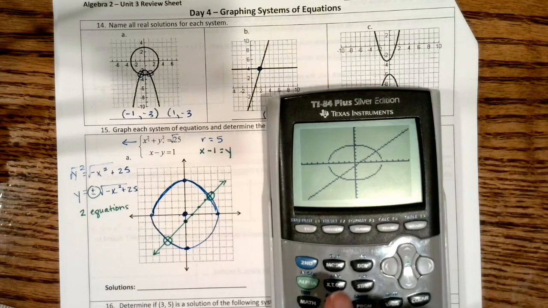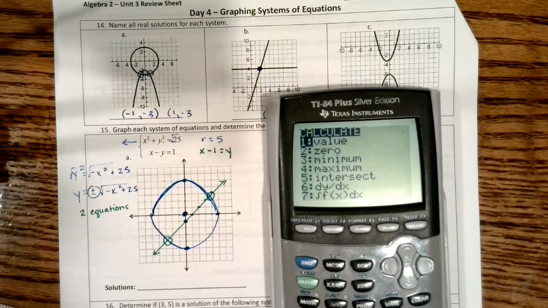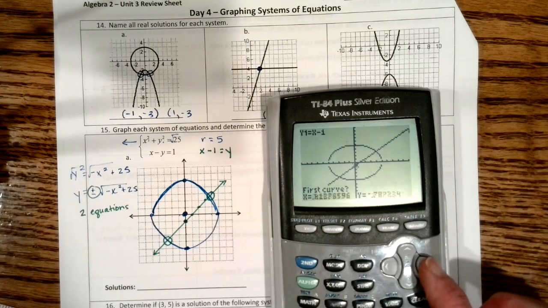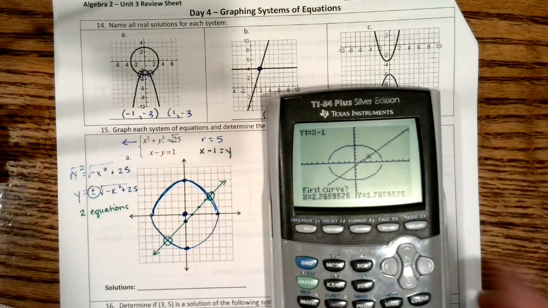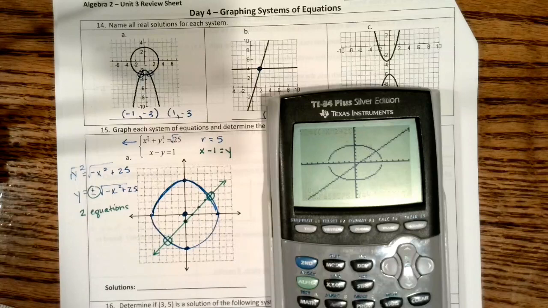When I want to do my intersection, second calc, choice 5 is intersect. Mr. Blinky's on the first curve, and I'll tell him, yes, that's right. He jumps to the second. I say, yes, that's right. And he tells me that intersection is at an x value of 4 and a y value of 3.